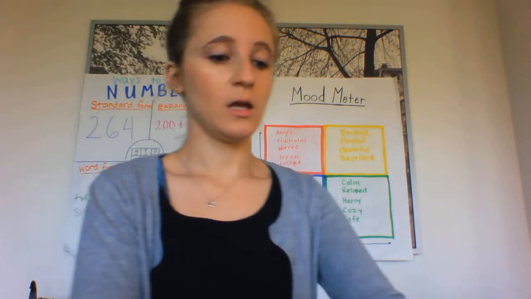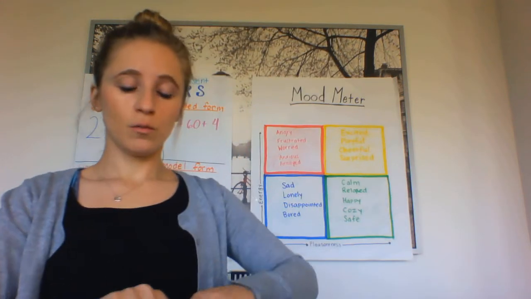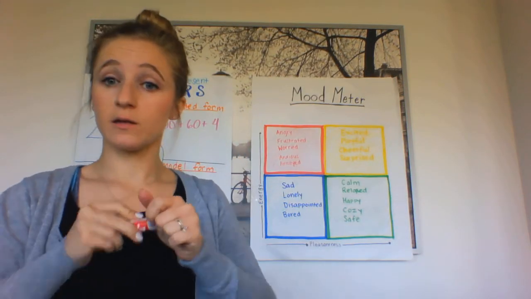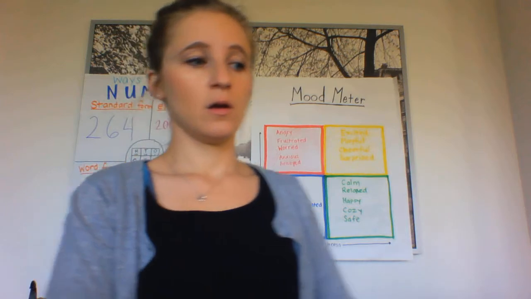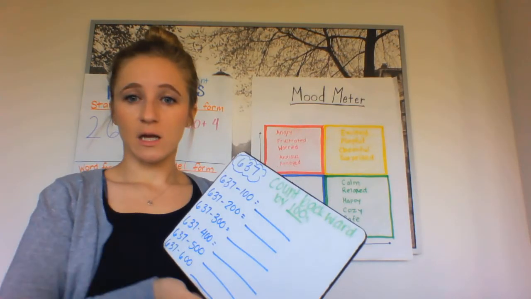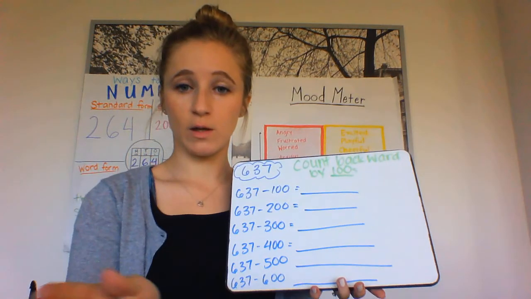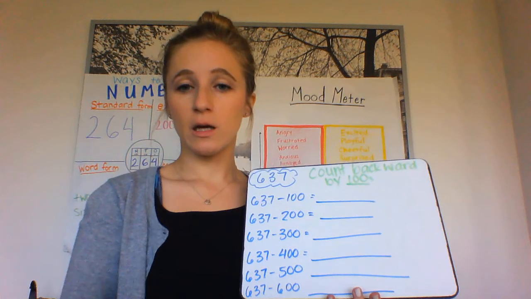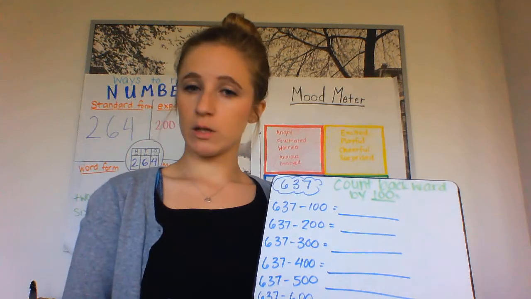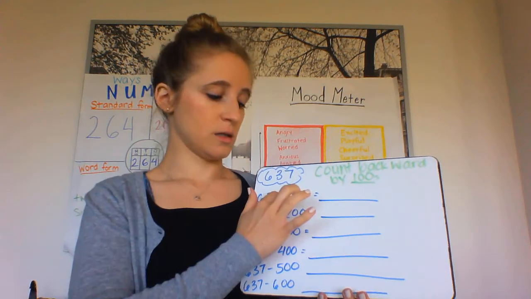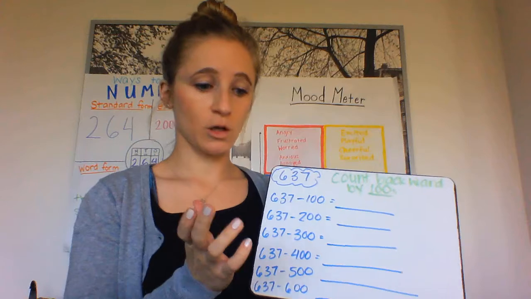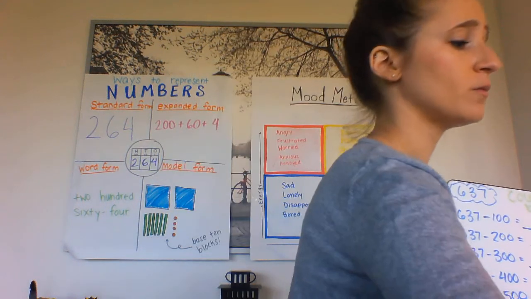Okay, in some of your work, you might see some problems where you get asked to count backwards. When we count backwards, it's kind of the same as skip counting. We're just going down and we're subtracting. So counting backwards by tens or by hundreds is the same as skip counting back. It's the same as subtracting. So we're going to do an example one together.